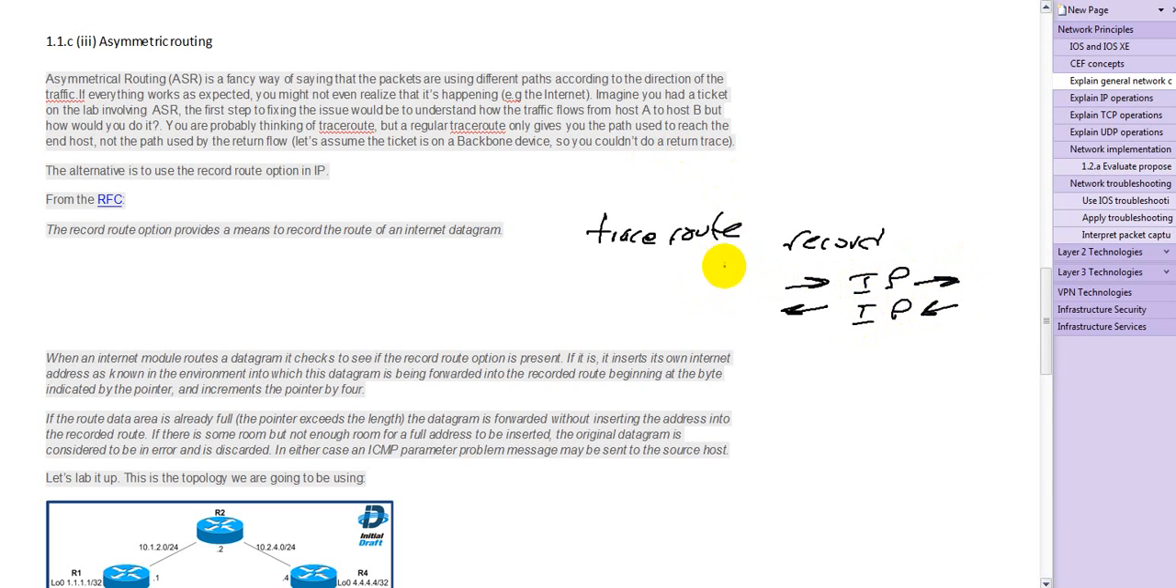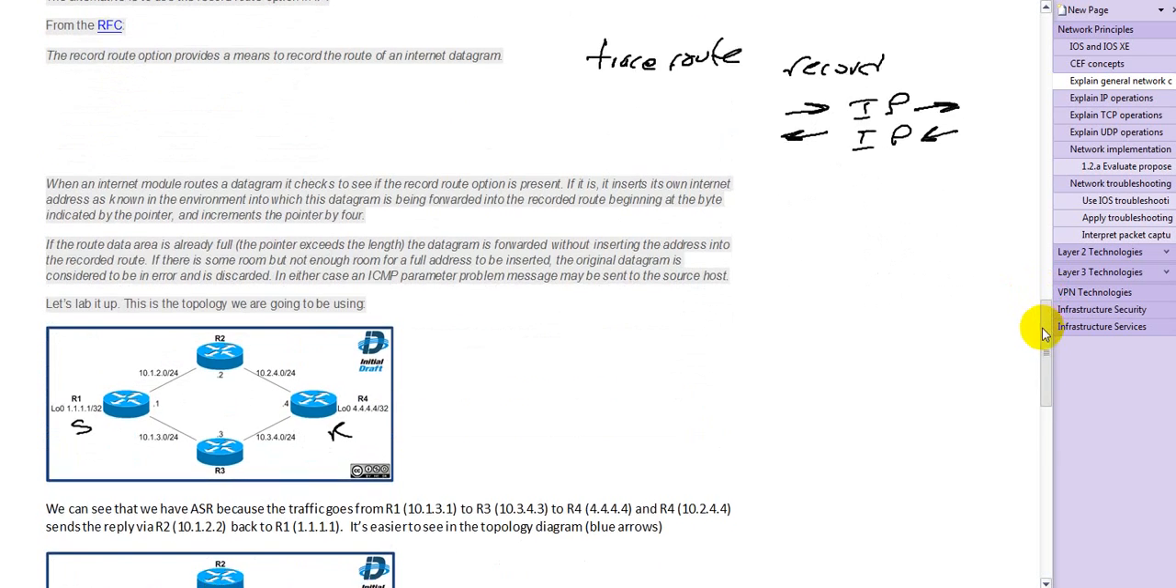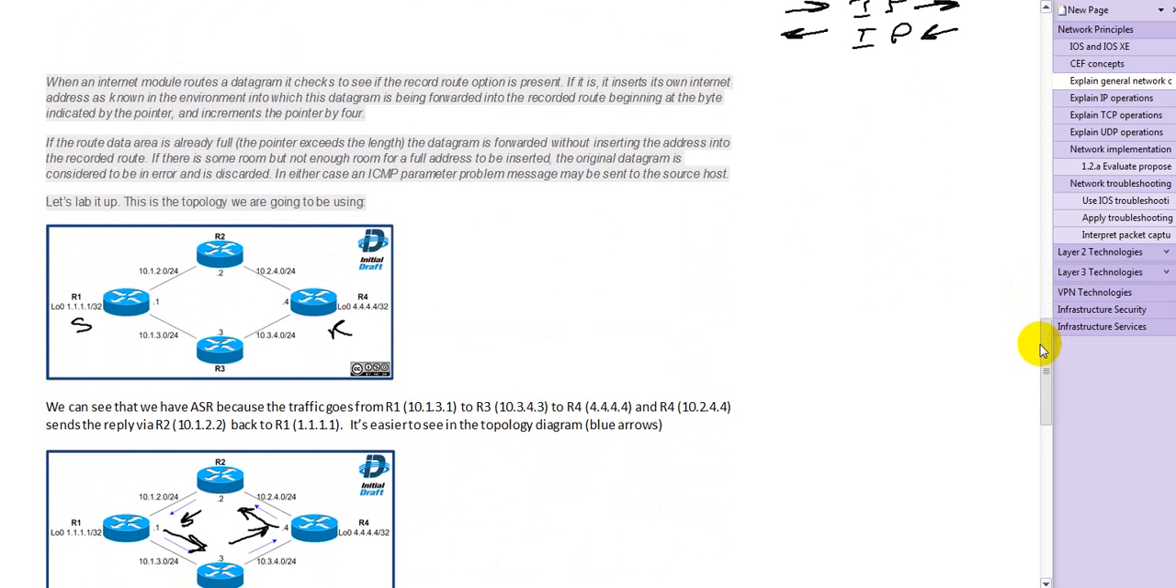Now, when an internet module receives or routes a datagram, it checks to see if the record route option is present. If it is, it inserts its own internet address, as known in the environment into which the datagram is being forwarded, into the recorded route, beginning at the byte indicated by the pointer. Fancy way of saying, I think that's right out of the RFC though. Yeah, that's why it's written so technically.